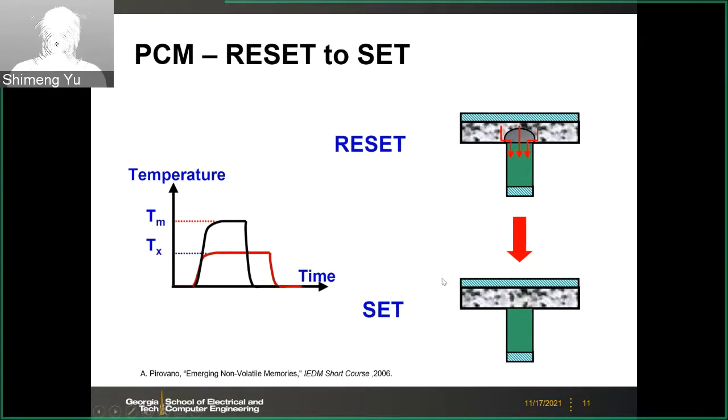And if you want to switch from the amorphous state to the crystalline state, this is like a set process. Then we apply a lower amplitude of current through this region. Then gradually ramp up the temperature. So then you give some kinetic energy to the atoms. So the atoms now can move around a little bit. So the atoms tend to find their lowest energy position. And that will be the crystalline phase. And after the set process, the device will go back to the crystalline phase.